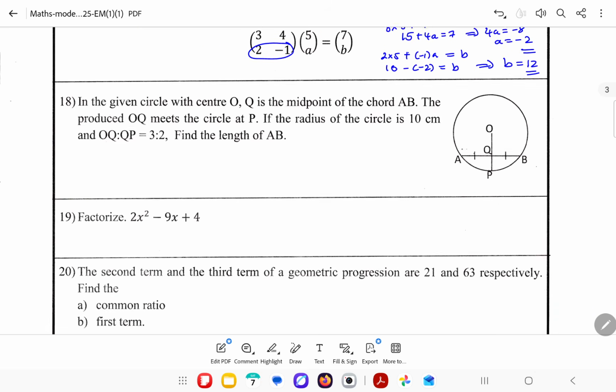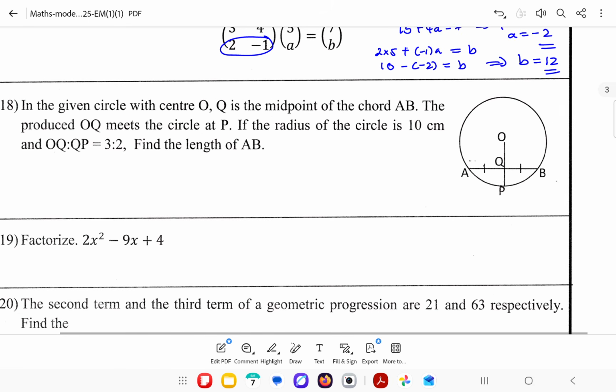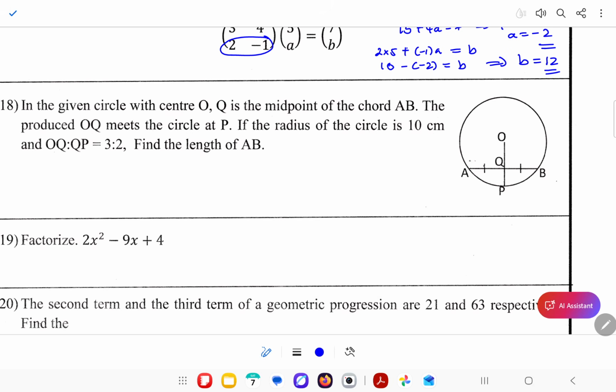Right. So then let's look at number 18. In the given circle with center O, Q is the midpoint of the chord AB. The produced OQ meets the circle at P. If the radius of the circle is 10 centimeters and OQ to QP is a 3 to 2 ratio. Find the length of AB. Right.